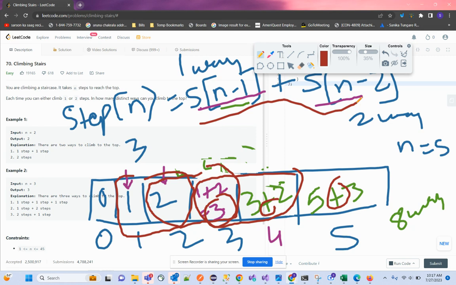So this is also called dynamic programming, solving the subproblems first and storing them in the memory to achieve the conclusion, and it is O of n time complexity.